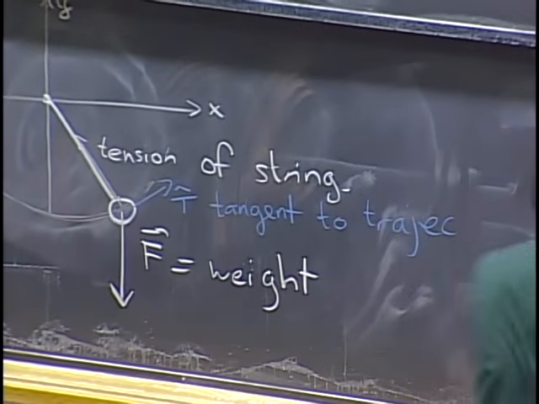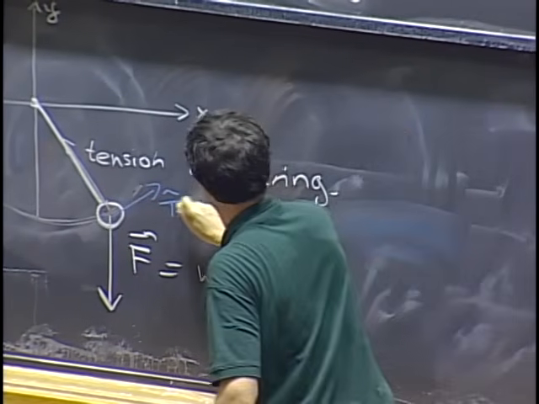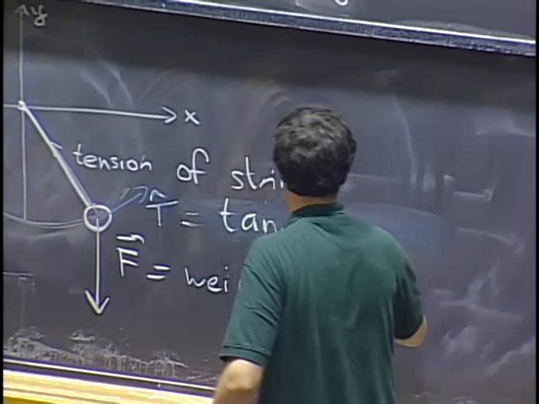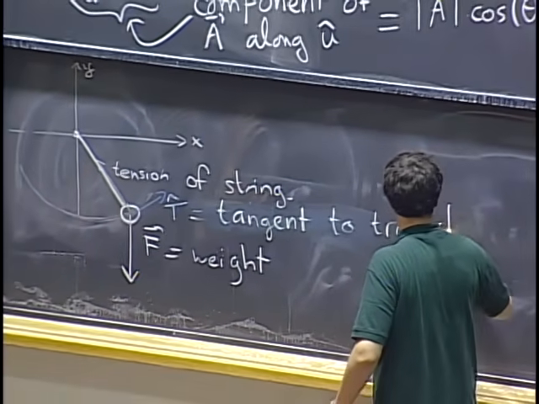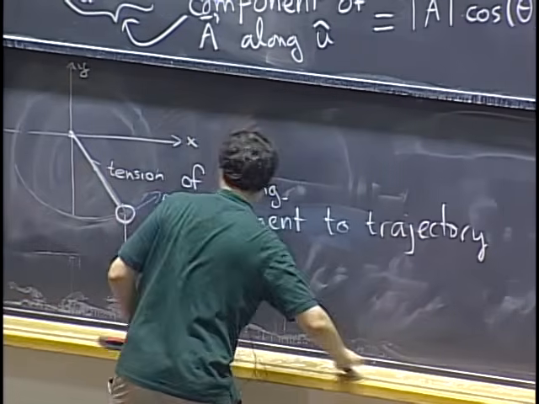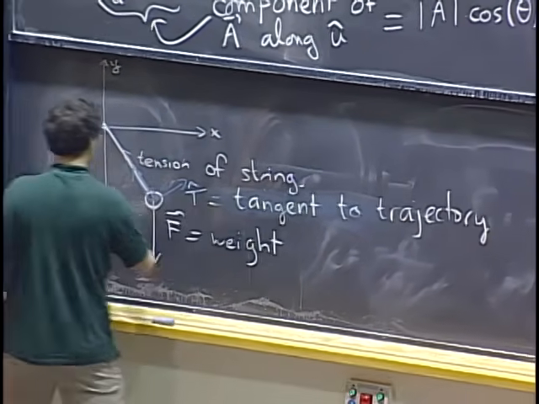Sorry, can you read that? Maybe it's not very readable. So t is tangent to the trajectory. And on the other hand, we can introduce another vector. Let's call that n.